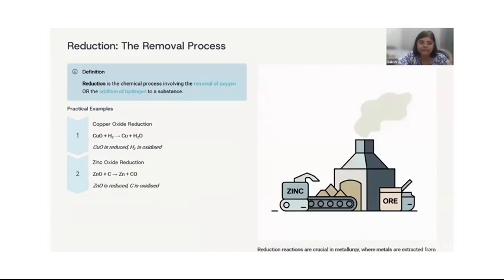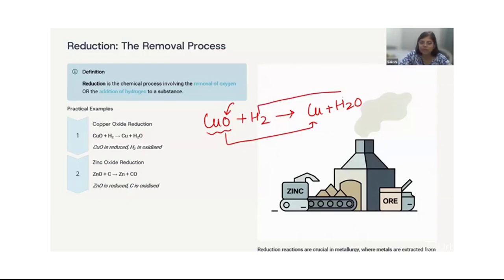Next is reduction. Reduction is the reverse of oxidation. So reduction is removal of oxygen or addition of hydrogen. Let us see. If we have copper oxide and we react it with hydrogen, what are we getting? We are getting copper plus water. So we are removing oxygen from here, right? So we can say that copper oxide is reduced to copper, but hydrogen over here is oxidized because hydrogen has gained oxygen. So oxidation of hydrogen is taking place and reduction of copper oxide is taking place.